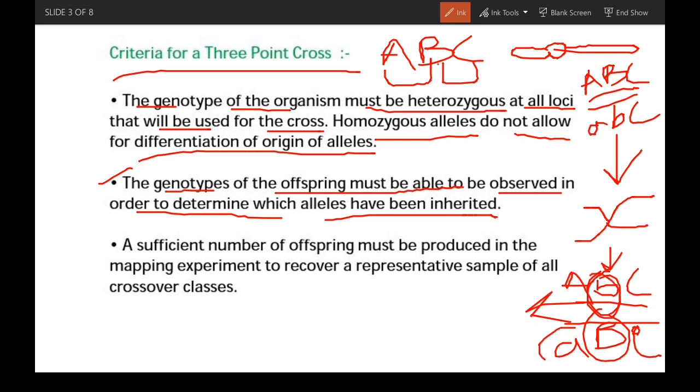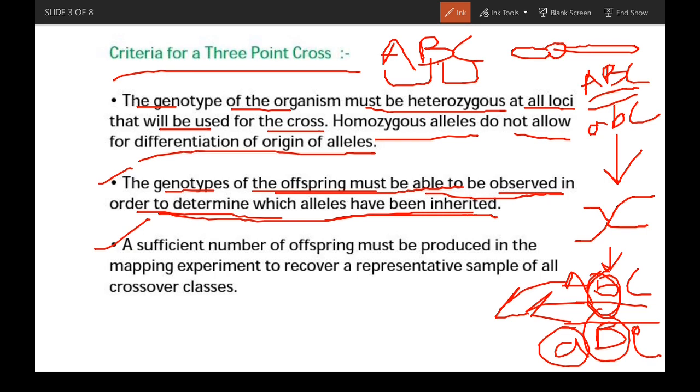If the A1 is swapped, then a single crossover has occurred, and a different kind of phenotype change must occur in the organism, so that we could identify whether it is a parental type, a single crossover type, or a double crossover type. For us to understand what it is genotypically, the offspring must be observed in order to determine which allele has been inherited, right? So the genotype must be shown in the phenotype of the organism, so that we could identify which allele or where the crossover had occurred.